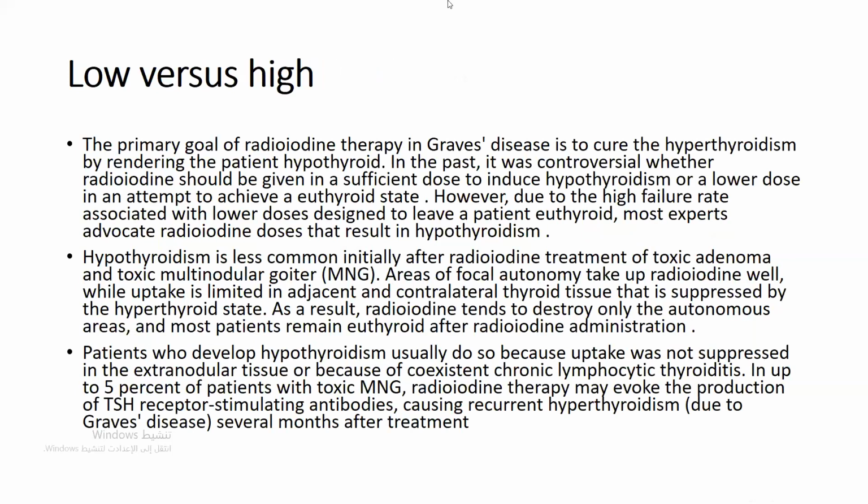Low versus high dose. The primary goal of radioiodine therapy in Graves' disease is to cure the hyperthyroidism by rendering the patient hypothyroid. In the past, it was controversial whether radioiodine should be given in a sufficient dose to induce hypothyroidism or a lower dose in an attempt to achieve euthyroid status. However, due to the high failure rate associated with lower doses designed to leave the patient euthyroid, most experts advocate a radioiodine dose that results in hypothyroidism. Hypothyroidism is less common initially after radioiodine treatment.